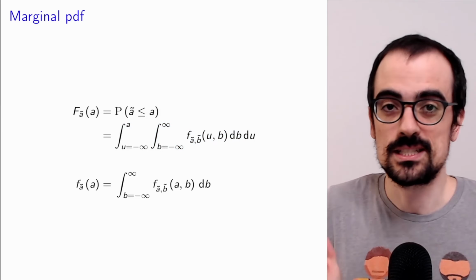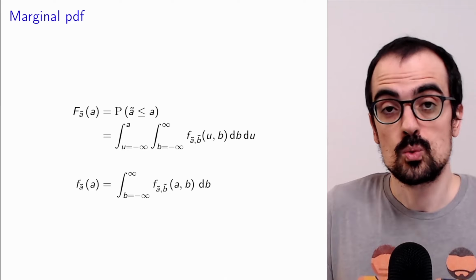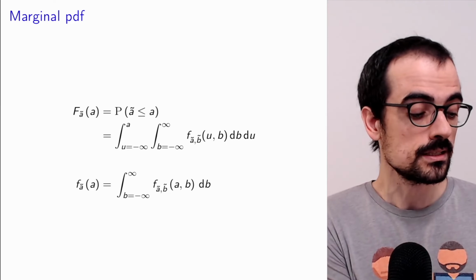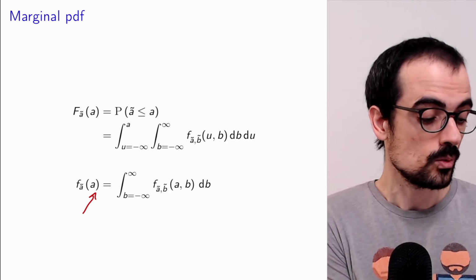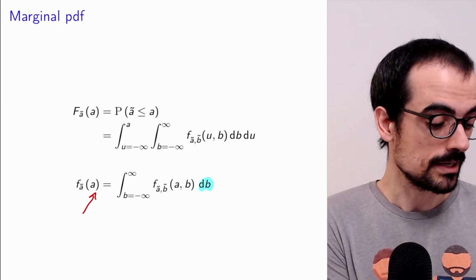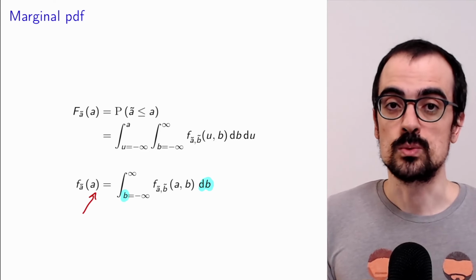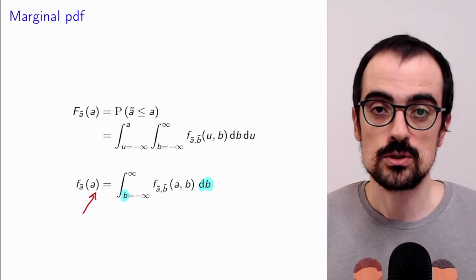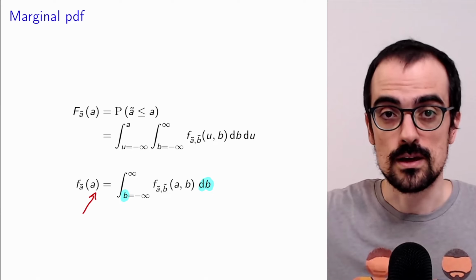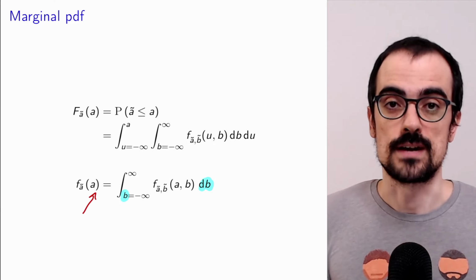Again, this is just from the properties of the joint PDF and basic calculus. What we find out is something very intuitive, which is if we want the density with respect to a, we have to integrate out the other variable. So we integrate with respect to b. This is exactly the same as what we did in the case of discrete random variables with the joint PMF, except there we would sum over the other variable. Here we have densities, so we integrate over the other variable.